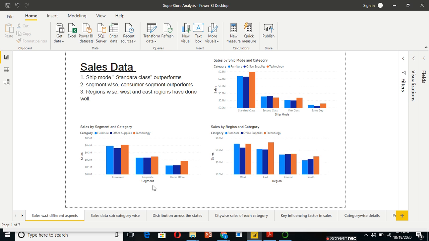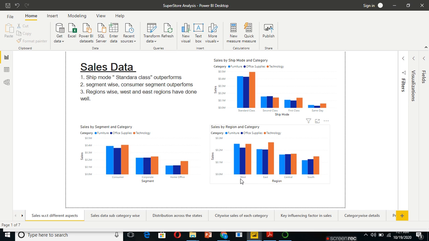Now in case of a segment, for example, they are working on segment consumer, corporate, and home office. So where again consumer is outperforming, and everywhere if you can see, the technology is trying to do better everywhere, and then even the office supplies and the furniture are also performing in a similar range. So there is not much bifurcation in case of sales in the three major categories. Okay, now even in case of segment wise we have seen.